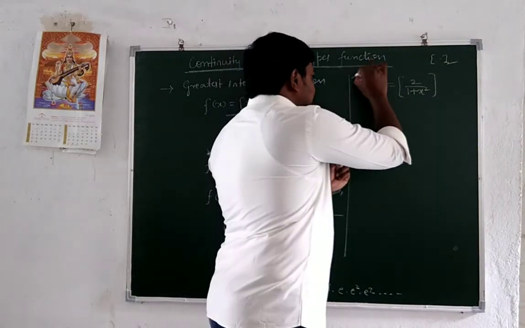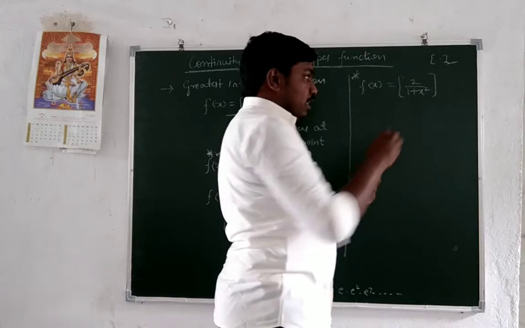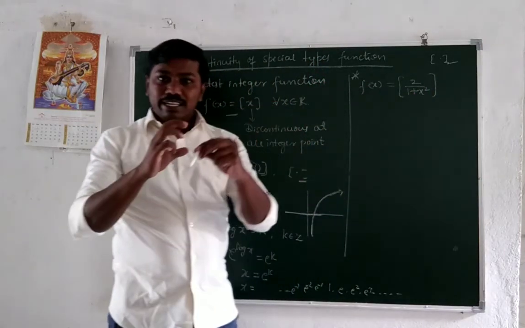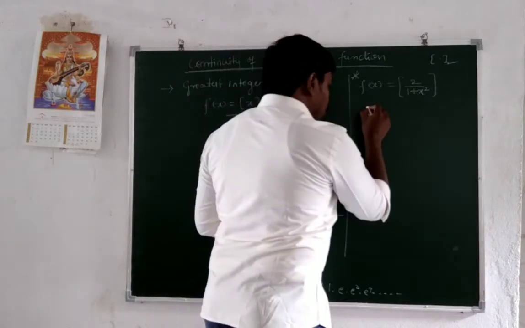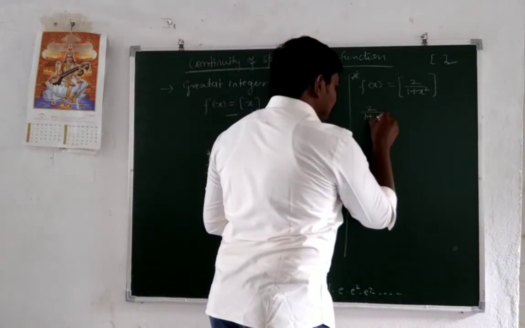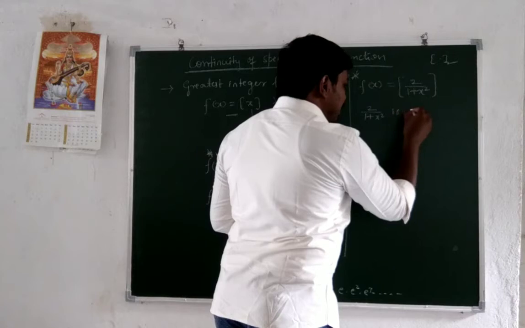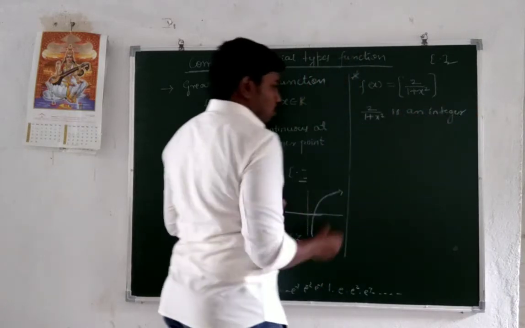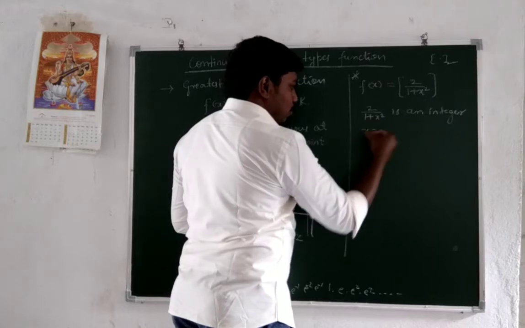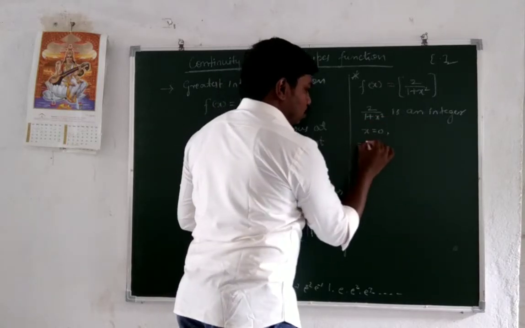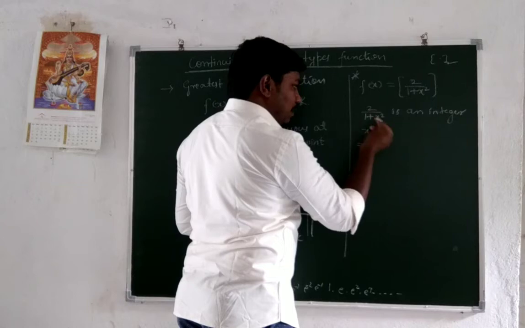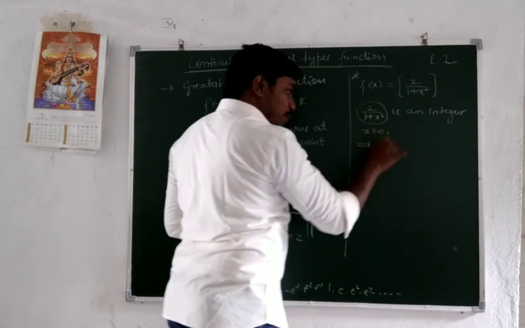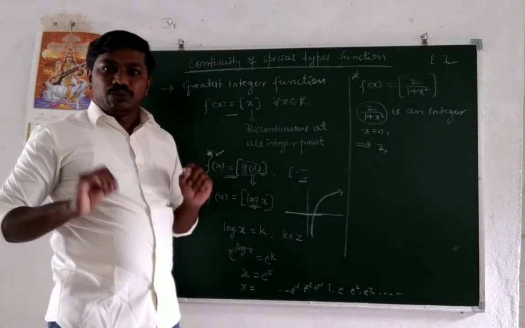So f of x is discontinuous where? 2 by 1 plus x square becomes what? Integer. So 2 by 1 plus x square is an integer. Suppose x is equal to 0. Suppose x is equal to 0, so what happens? 2 by 1 plus 0, 2. So this value becomes 2 when x is 0, right?